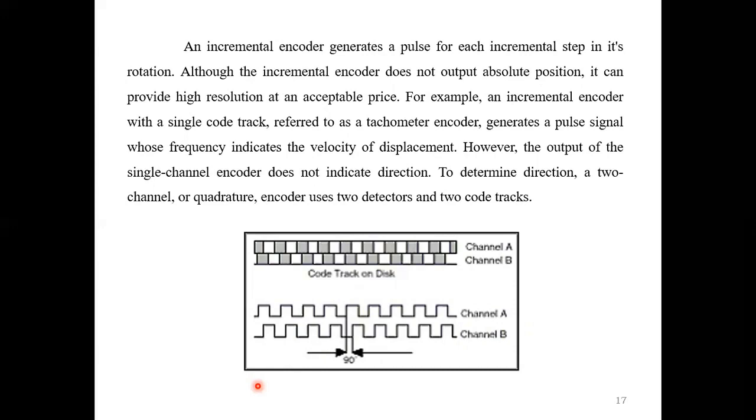For example, an incremental encoder with a single code track, also referred to as a tachometer encoder, generates a pulse signal whose frequency indicates the velocity of displacement. Okay, the output of a single channel encoder does not indicate direction. To determine the direction, a two channel or quadrature encoder is used to detect two code tracks. Using a single encoder, we cannot find out whether the rotation is forward or reverse, we can only calculate displacement, that is how much distance it has moved.